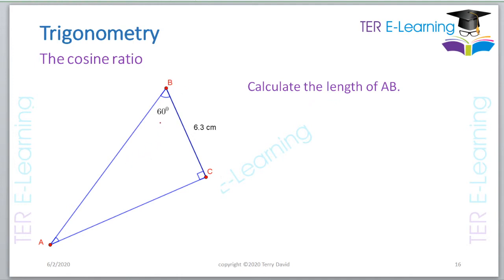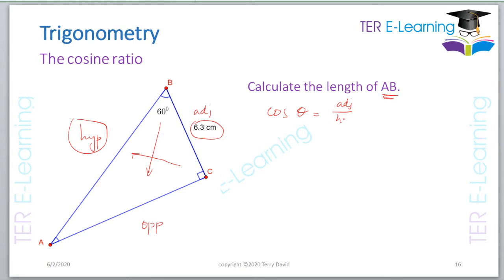So, first things first. The side that is opposite the angle, it's my opposite. Right? The side that is opposite the right angle is my hypotenuse. And therefore, what I'm left with here is my adjacent. So we have the adjacent length. The question wants us to find AB, which is my hypotenuse. So therefore, it's going to be cosine. So cos theta is equal to adjacent over hypotenuse. Alright, that's the formula we're using.